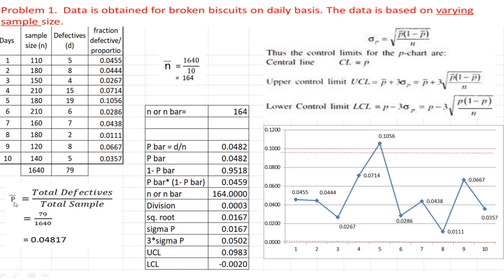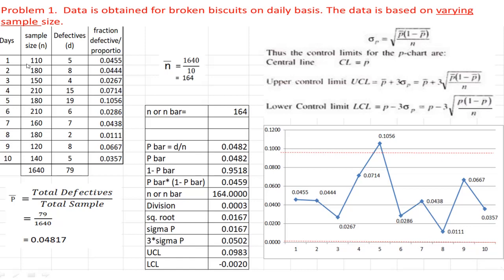Now here we will find the value of p bar, that is total defectives divided by total samples. Total defectives are 79 cartons out of 1640. It means the value of p bar is 79 divided by 1640, and we will get the answer 0.04817. Now the sample size is a varying sample size. It means the data which we consider on a daily basis, from day 1 to day 10, is a variable type of data.